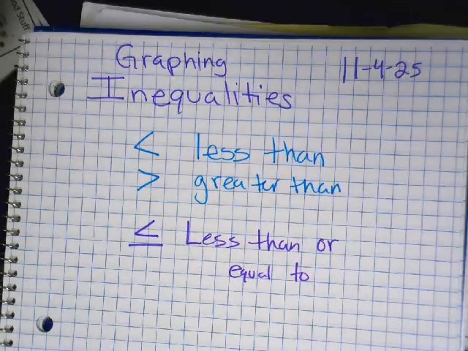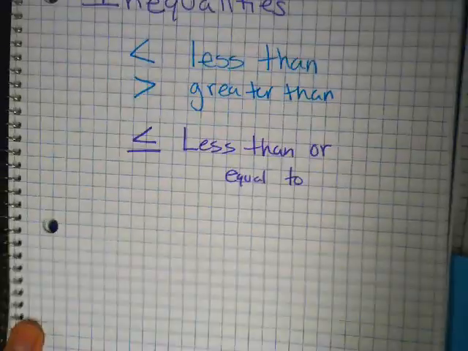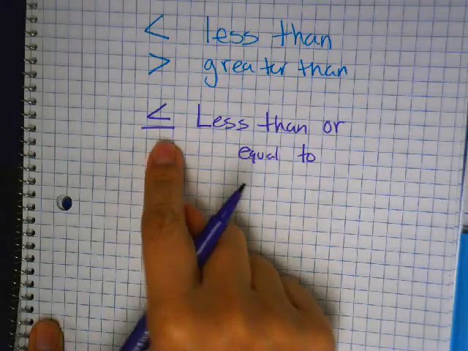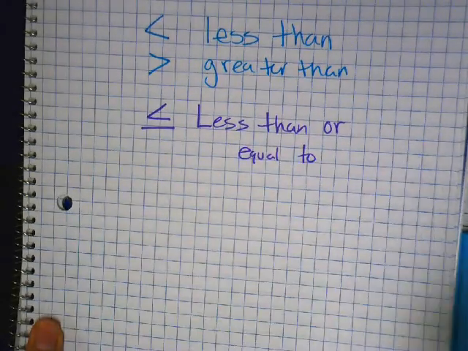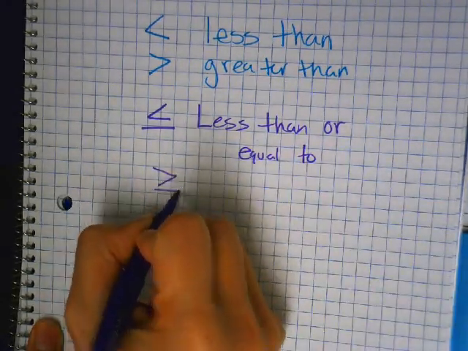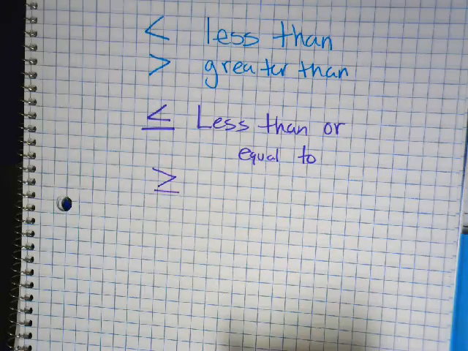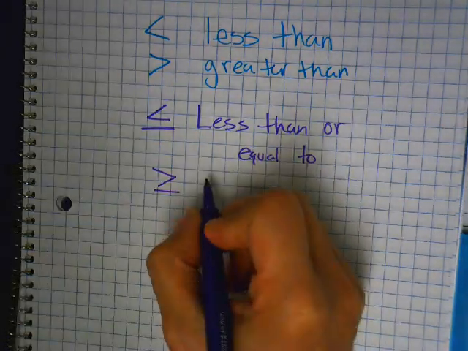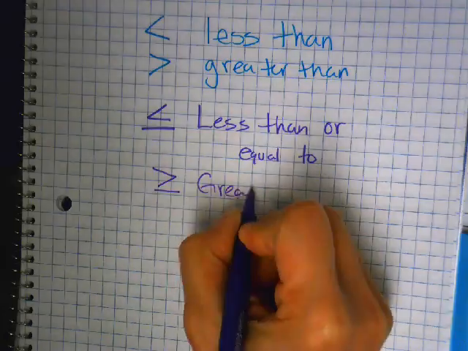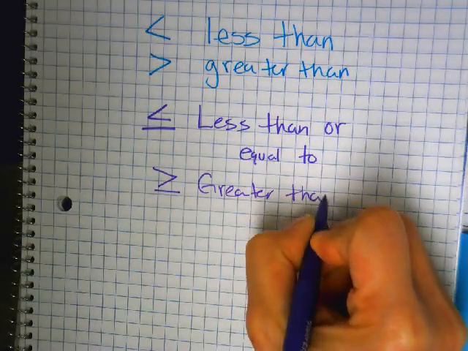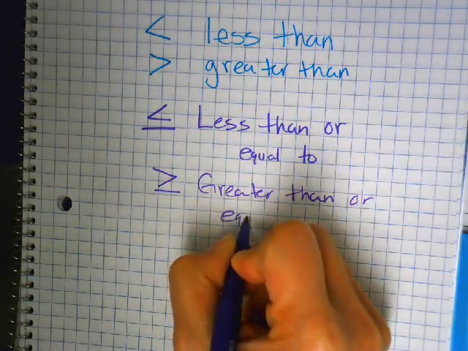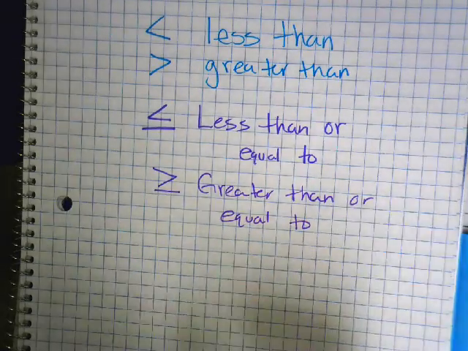You will need this in high school and in my class. So this symbol is called less than or equal to. And then the last one is this one. And this one is called? Greater than or equal to. Yep. Greater than or equal to. Okay?